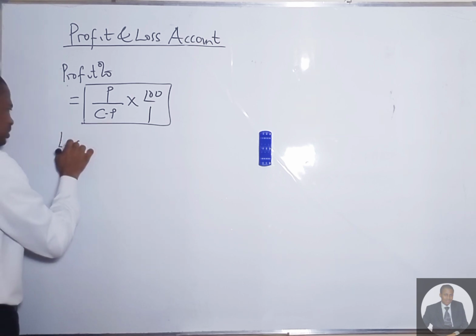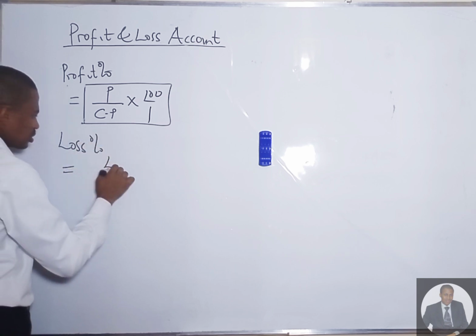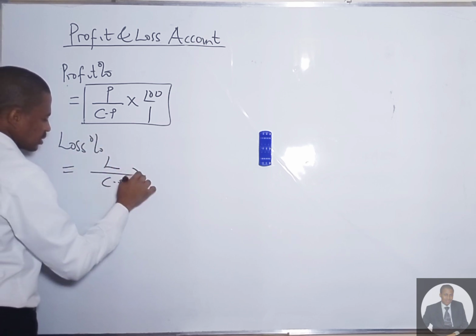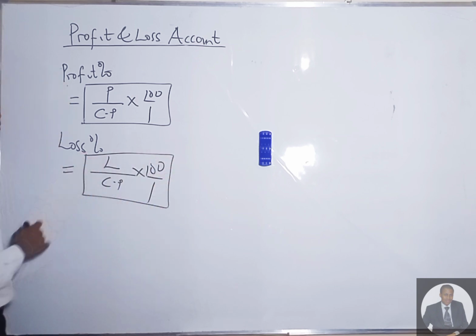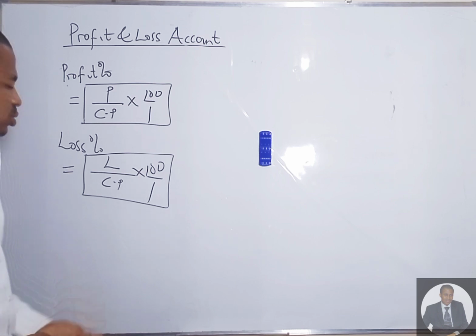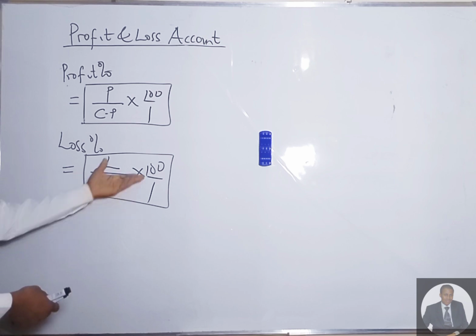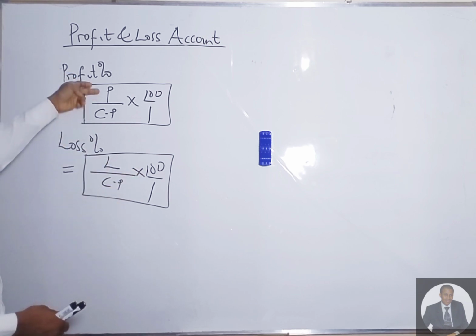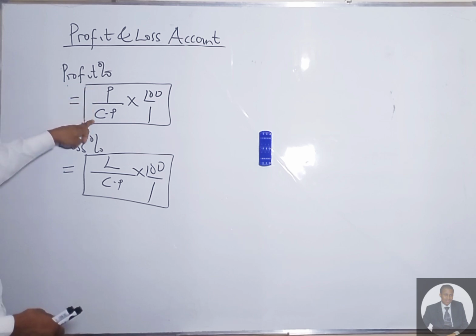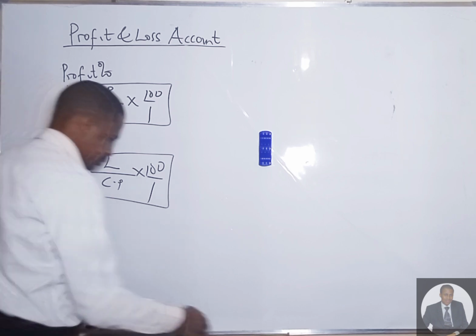While loss percent is your loss over cost price times 100 over 1. If you want to find the loss percent of a good sold, you look at the loss over what you bought times 100 over 1. The gain or the profit percent is the gain you have made over the cost price, the amount we bought it, times 100 over 1.